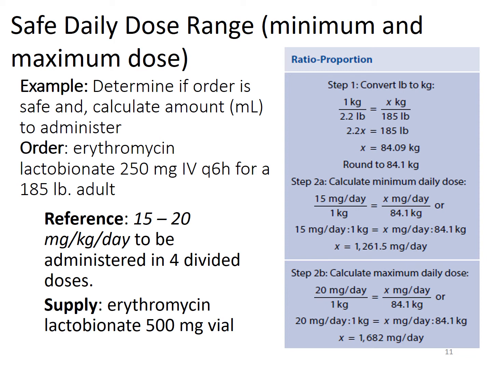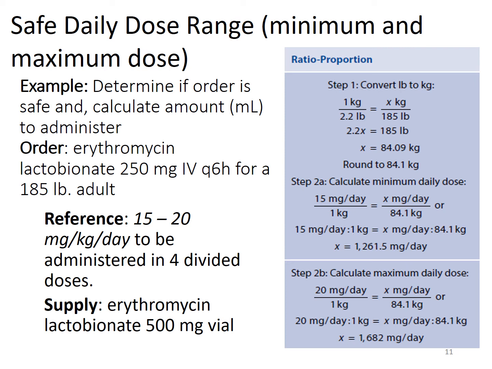So first things first, I put a 185-pound adult because we do this for adults too. So the reference says 15 to 20 milligrams per kilogram per day to be administered in 4 divided doses. So we're going to convert. So we have someone that weighs 84.1 kilograms. So all this means is we have to do the math twice.